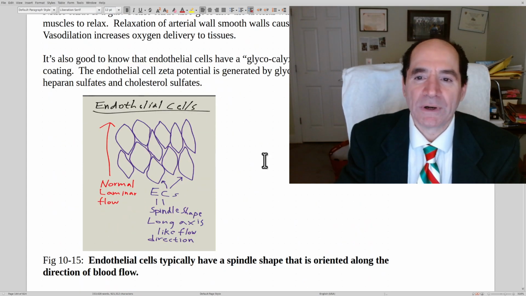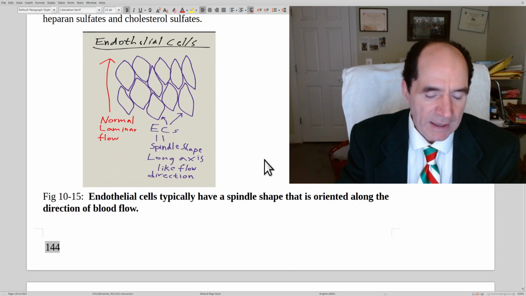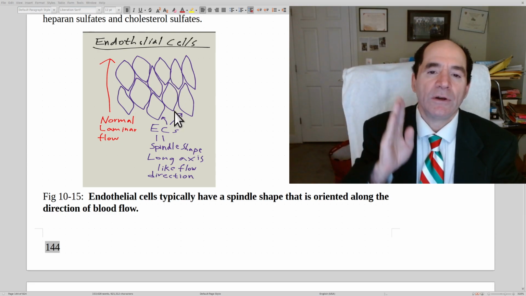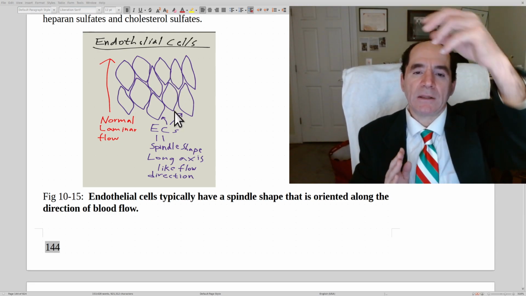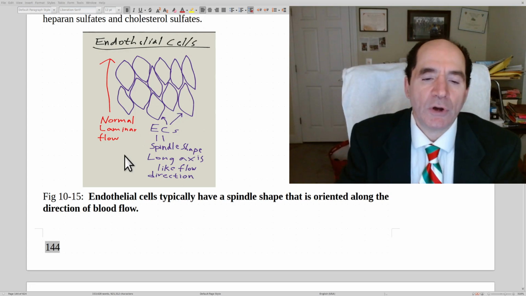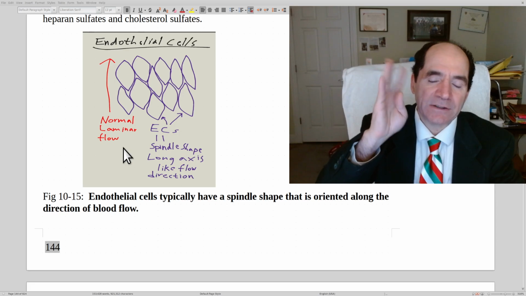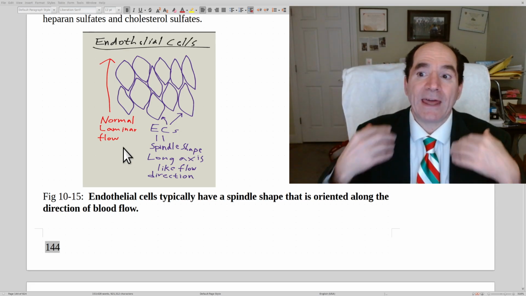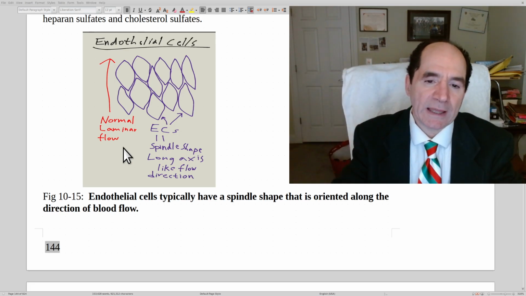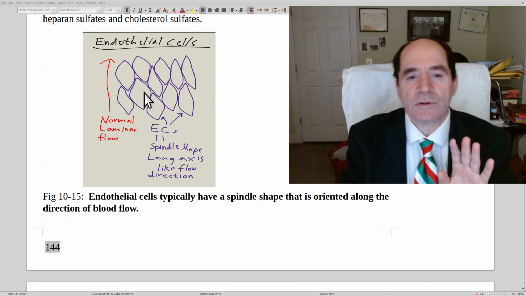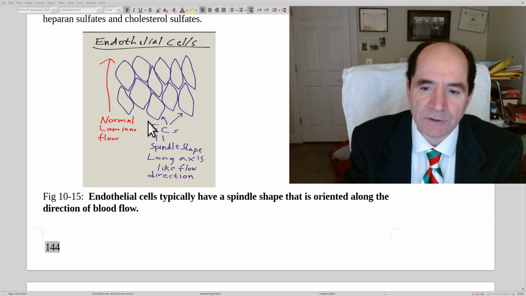Okay, so a little bit more to know about endothelial cells. They are spindle-shaped, and their long axis is aligned parallel to the long axis of blood flow. So they have little hair-like extensions on their glycocalyx. They can sense the direction of blood flow and that it's laminar. That's what they expect. That's what they like. That makes them happy. So they're spindle-shaped, orientated along the direction of blood flow. Their long axis is.